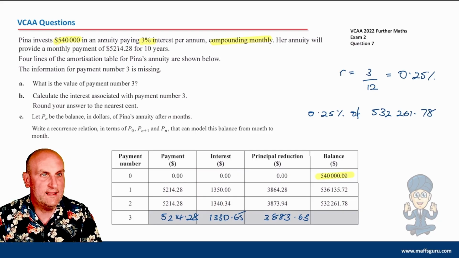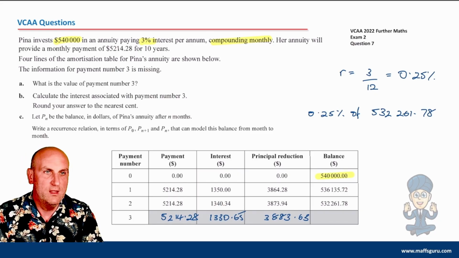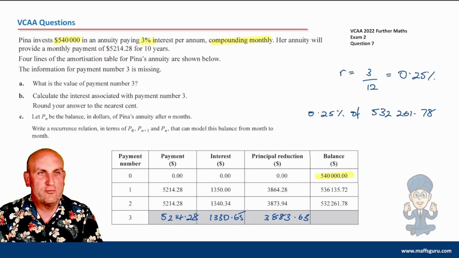And what's the last part? Oh, it doesn't actually say that. Oh, that's awkward. I've gone on a bit. Oh, let PN be the balance in dollars of Pina's annuity after M months. Write a recurrence relation that can model this from month to month.